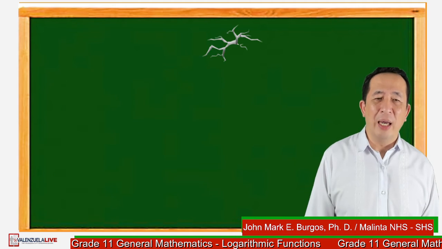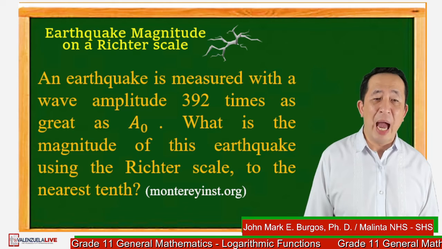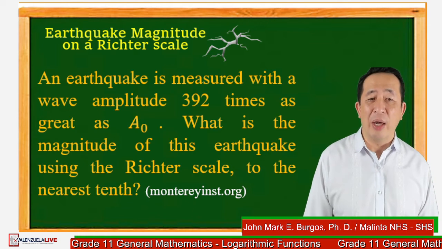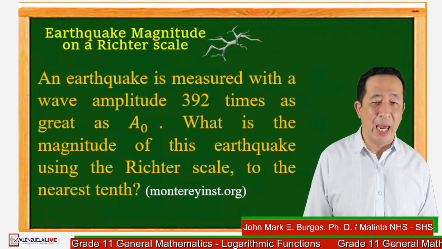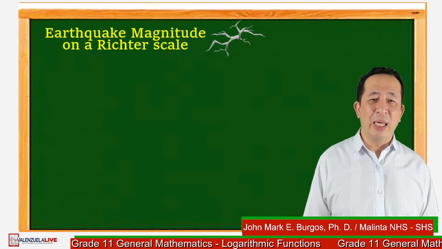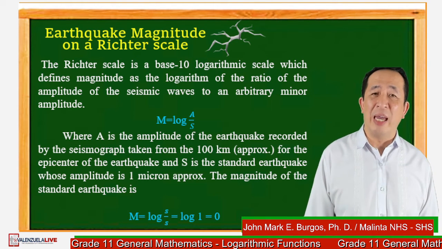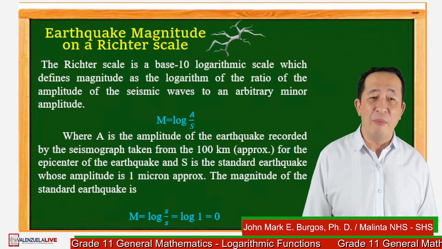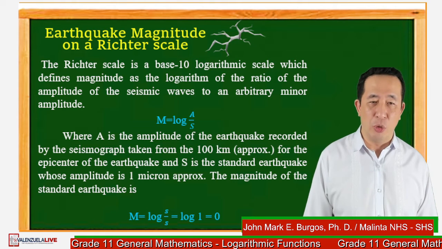An earthquake is measured with a wave amplitude 392 times as great as a standard earthquake. What is the magnitude of this earthquake using the Richter scale to the nearest tenth? The Richter scale is a base 10 logarithmic scale which defines magnitude as the logarithm of the ratio of the amplitude of the seismic waves to an arbitrary minor amplitude.